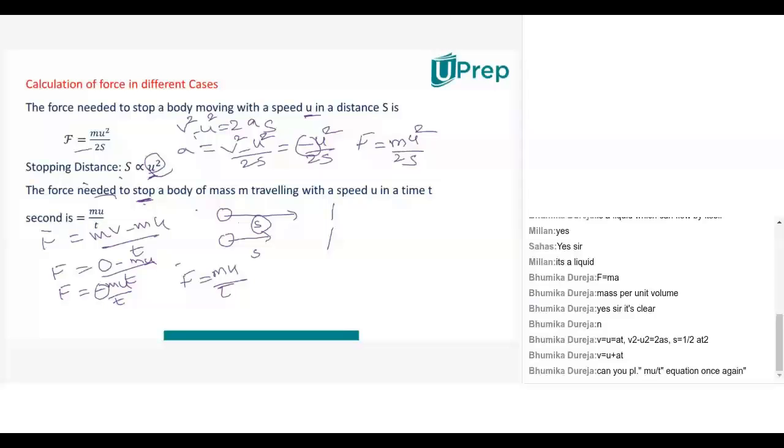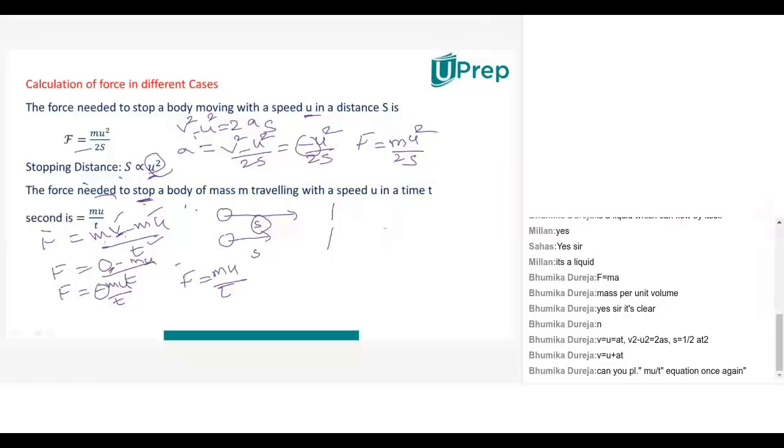Okay, sir. Right. The force needed to stop a body of mass m traveling with a speed u in a time t seconds is given by mu by t. So how did we get it? F is equal to the rate of change of momentum. That means final momentum minus initial momentum by time. So I wrote F is equal to final momentum mv minus initial momentum mu by time t. So final momentum is 0. Why is final momentum 0? Because we are stopping the body. When we are stopping the body, the final velocity will be 0. If v is 0, mv also will be 0. So that's why I wrote 0 minus mu.